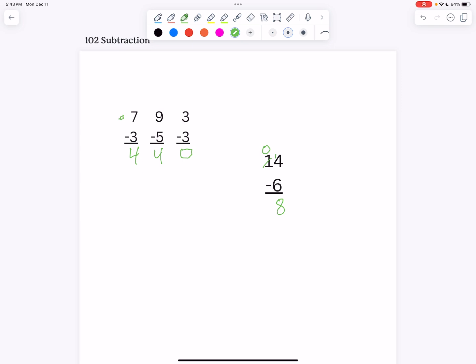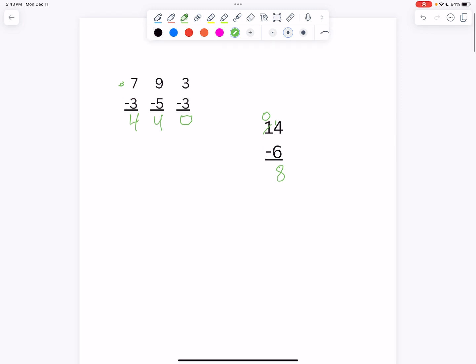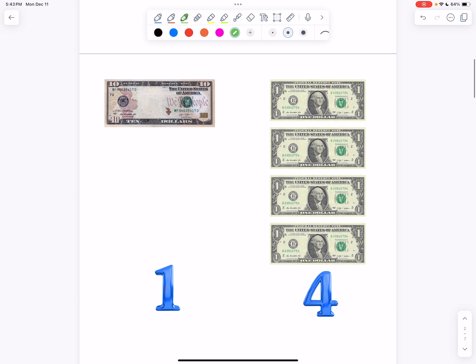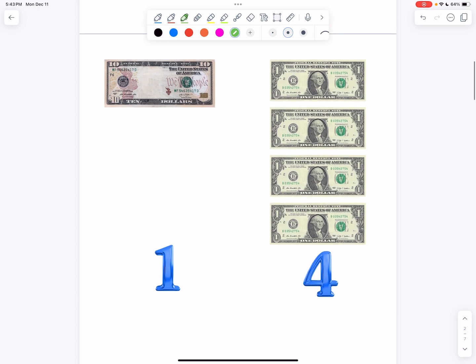So let me explain what's happening in the background. What happens when you have a number like this, 14 minus 6? Let's take a look. So here is $14, 1 ten and 4 singles. And that was what says 14. Because the 1 of 14 is in the tens column, it means 1 ten and 4 singles.